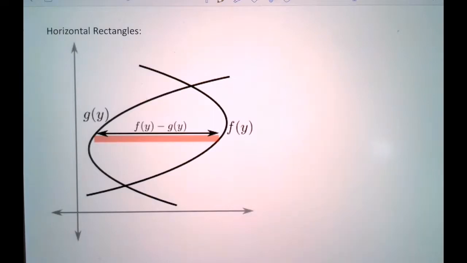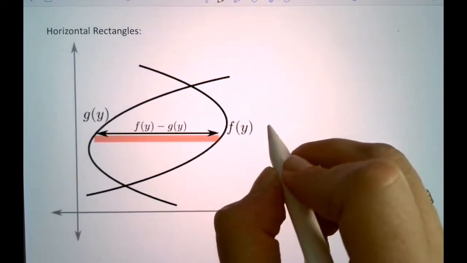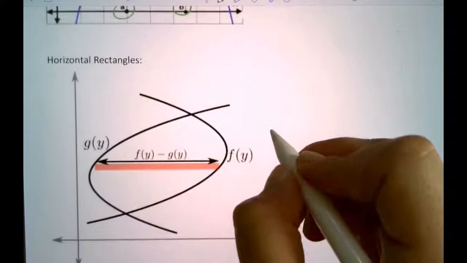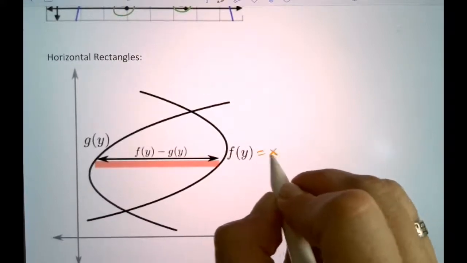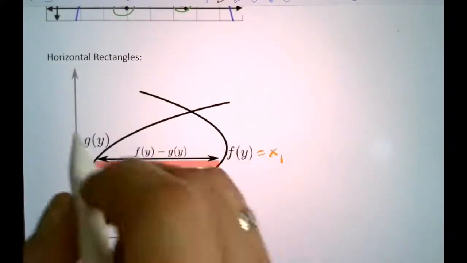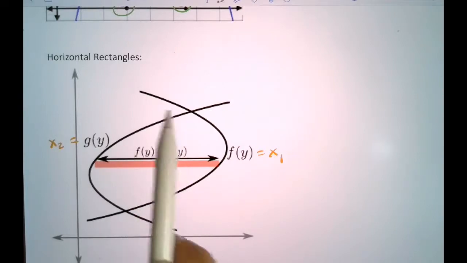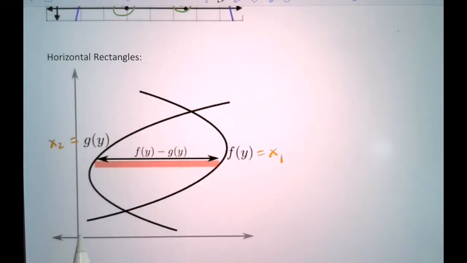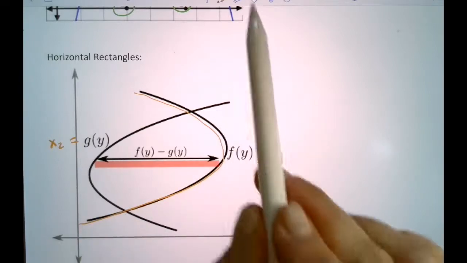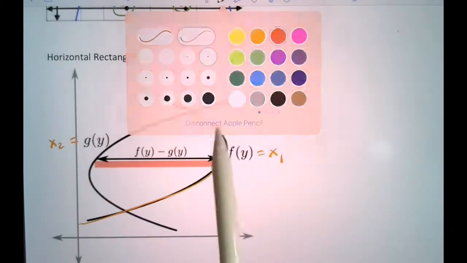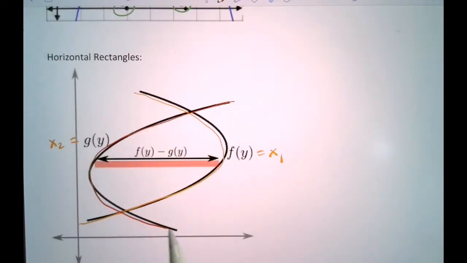So I can sort of describe this and say, well, let's use the idea of subscripts. Let's say x1 is f as a function of y, and let's say x2 is g as a function of y. It would not make sense to do a vertical presentation here with these two different functions, right? This one here is x sub 1, x is a function of y, and this guy over here on the left is x sub 2. It's just a different perspective, same idea.